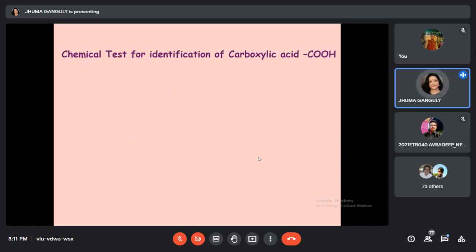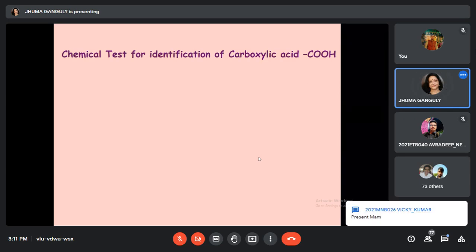Chemical test for identification of carboxylic acid. I already mentioned that we get an effervescence of carbon dioxide. So you are also familiar with this test. Now tell me, what is the reagent for the chemical test? What is the reagent?